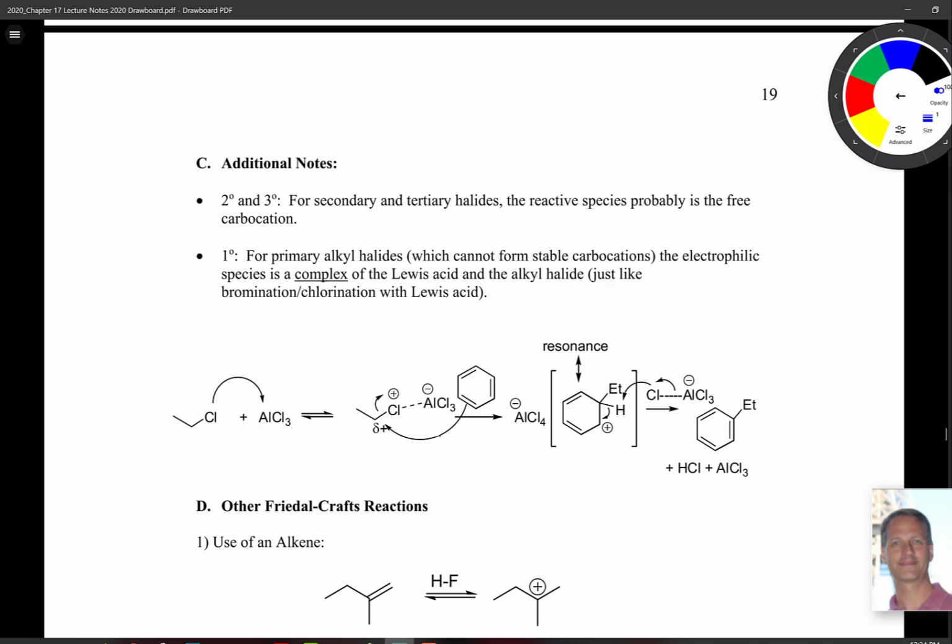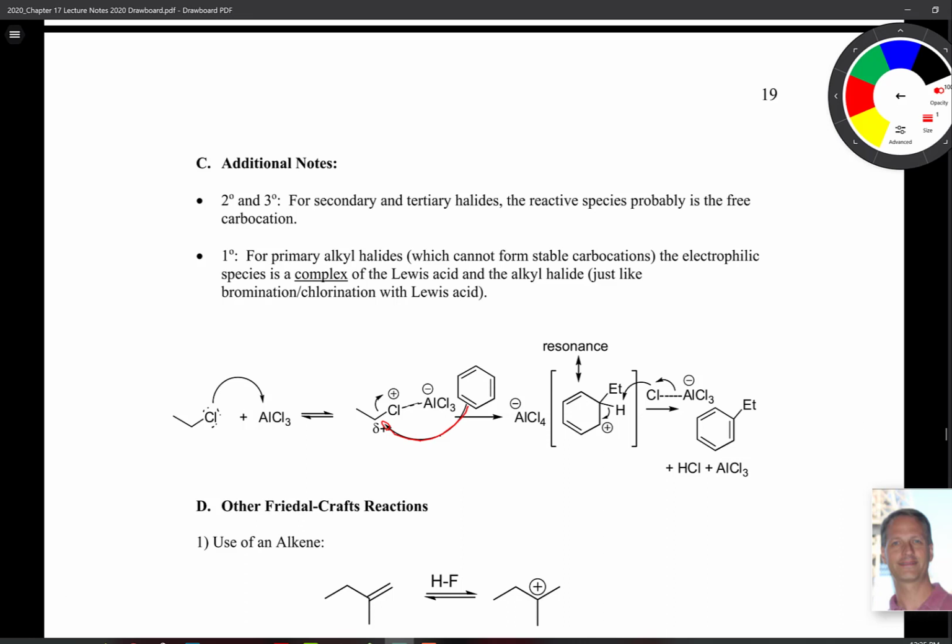But for primary, you probably form a complex. So what that complex would look like is something like this. Your chlorine would come over and basically make a bond there to aluminum, and they would just stay stuck together essentially, because a primary carbocation is so high energy. And then what would happen is our nucleophile would come over and grab a hold of that carbon there. So you grab that carbon, and then resonance, and then the rest of the mechanism would follow the same kind of pattern there.